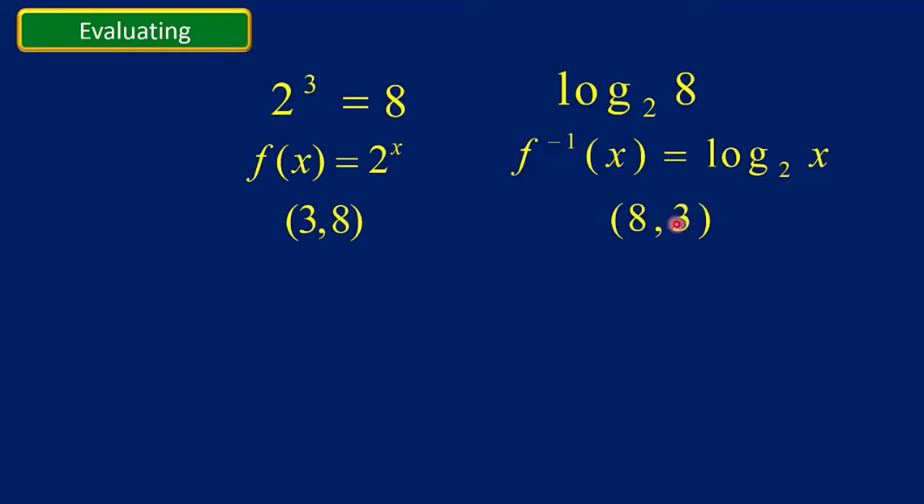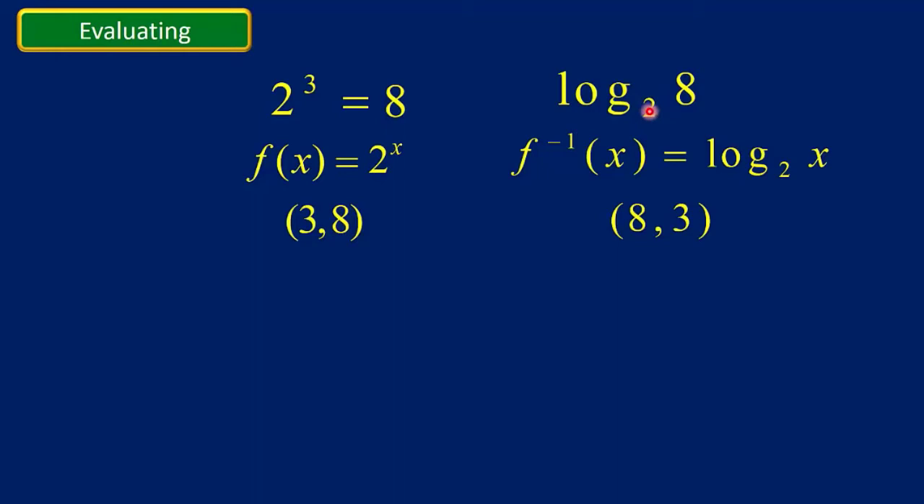Now notice the output here, log base 2 of 8, is going to be the 3, just like the output over here was 8. So the output and the inputs have been swapped. But here's what's happening. You may have to think about this a little bit.